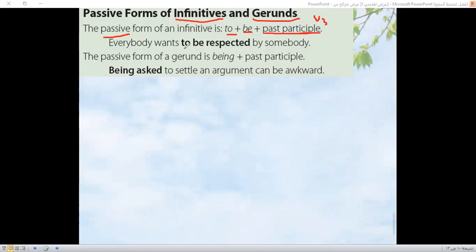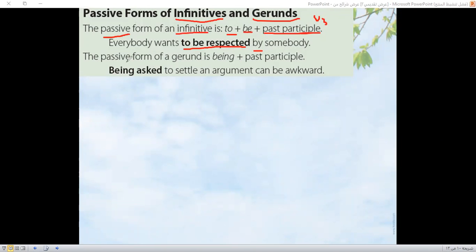Everybody wants to be respected by somebody. You see, this is the passive, because I have also by, that means that I'm using the passive form. So everybody wants to be respected by somebody. You see? Or I can say, for example, I want to be treated well. Sometimes I can say that in the passive form of the infinitive.